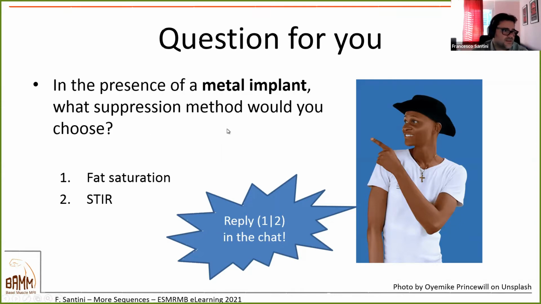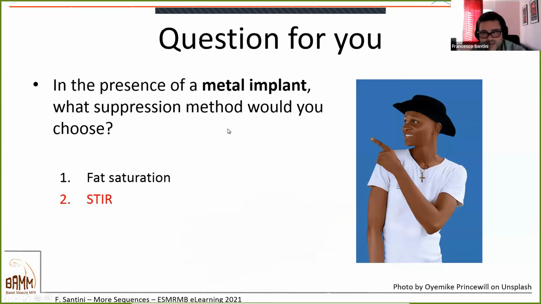And in fact, yes, the correct answer is 2. Everybody knows that, but of course, if you have a metal implant, it means you have a strong B0 inhomogeneity. And so the fat saturation, which is based on the spectral characteristics of fat, is not very well suited, whereas the STIR is based on T1 and will achieve better performance.